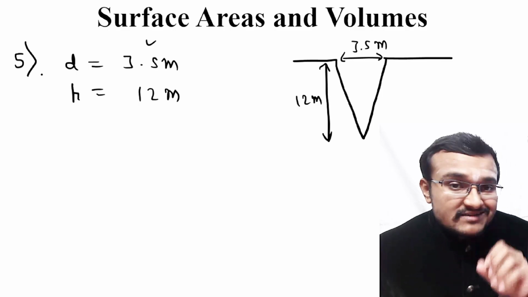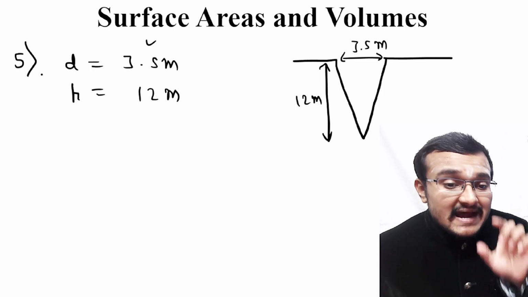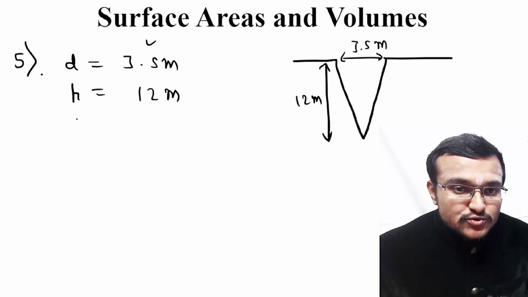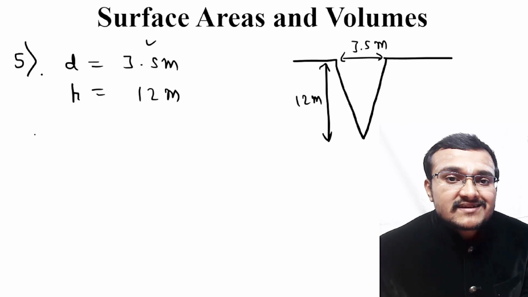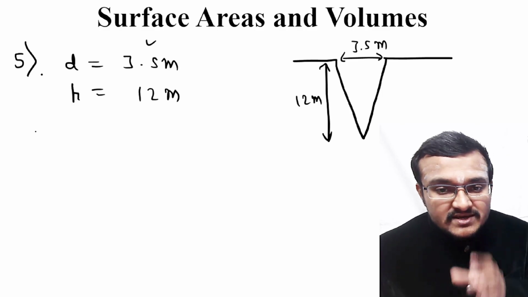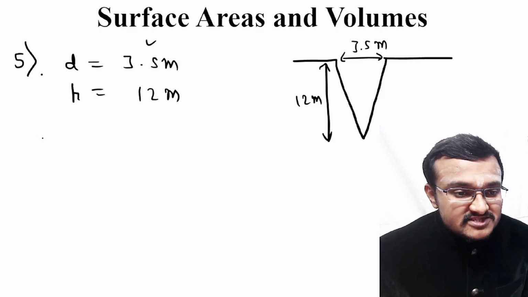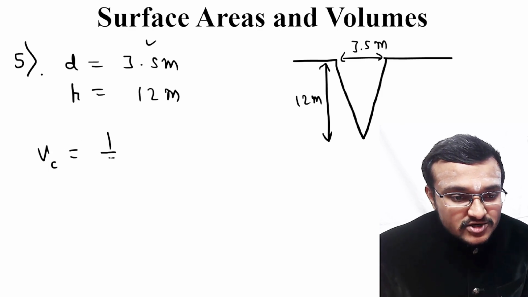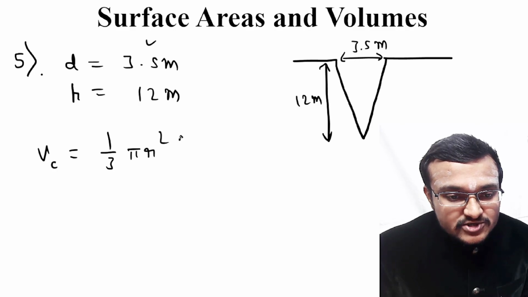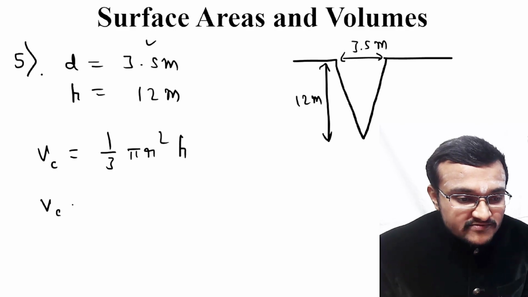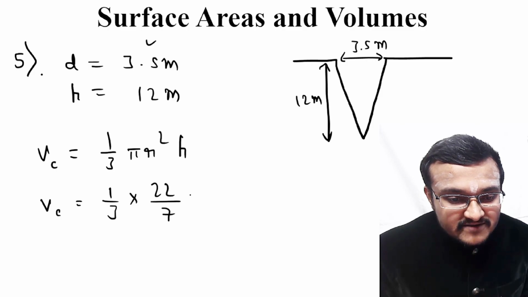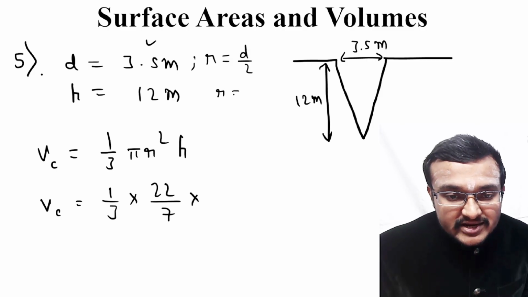So here that means you have to find out volume, and meter cube you have to convert to liters, and we'll do that later on. First we'll calculate everything in meter only. So we have to calculate the volume of this pit. So volume of a cone, right circular cone, is equal to 1 by 3 pi r square into h. So volume of the cone is equal to 1 by 3 into 22 by 7. So radius will be d by 2. So d is 3.5 divided by 2.